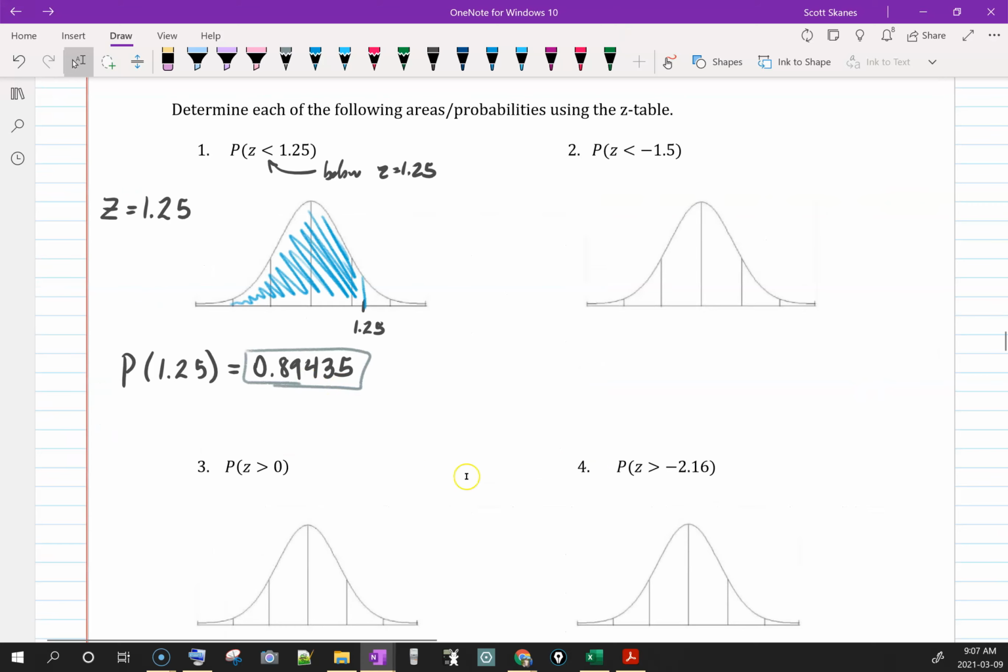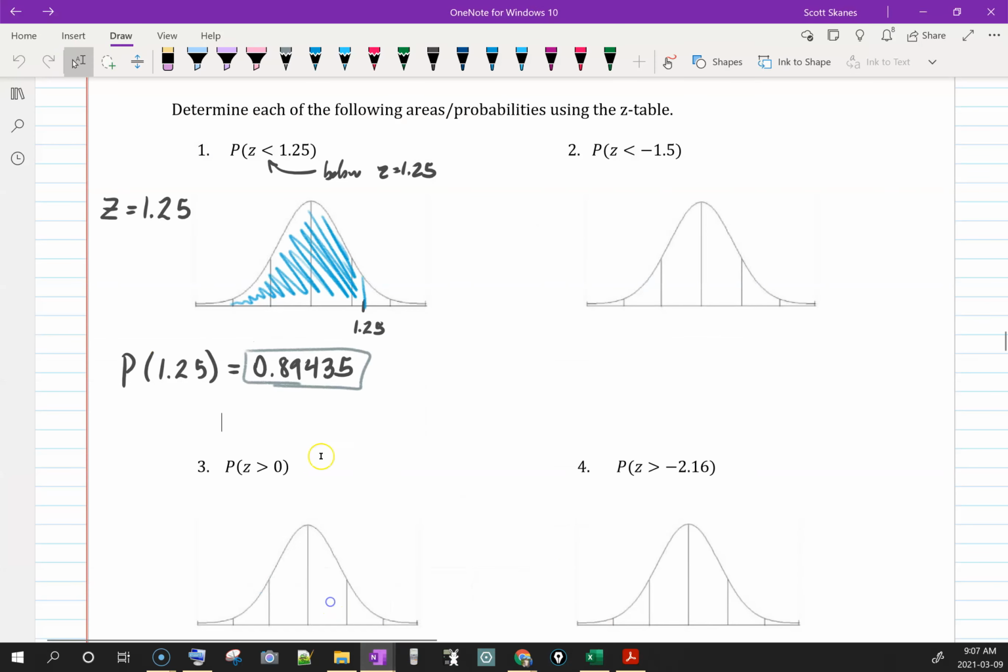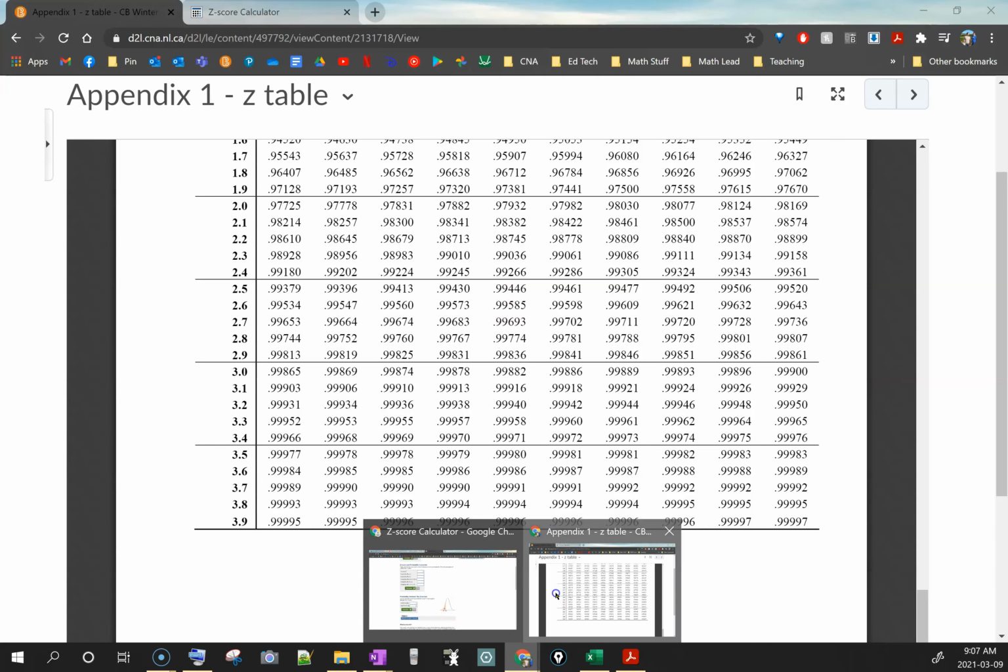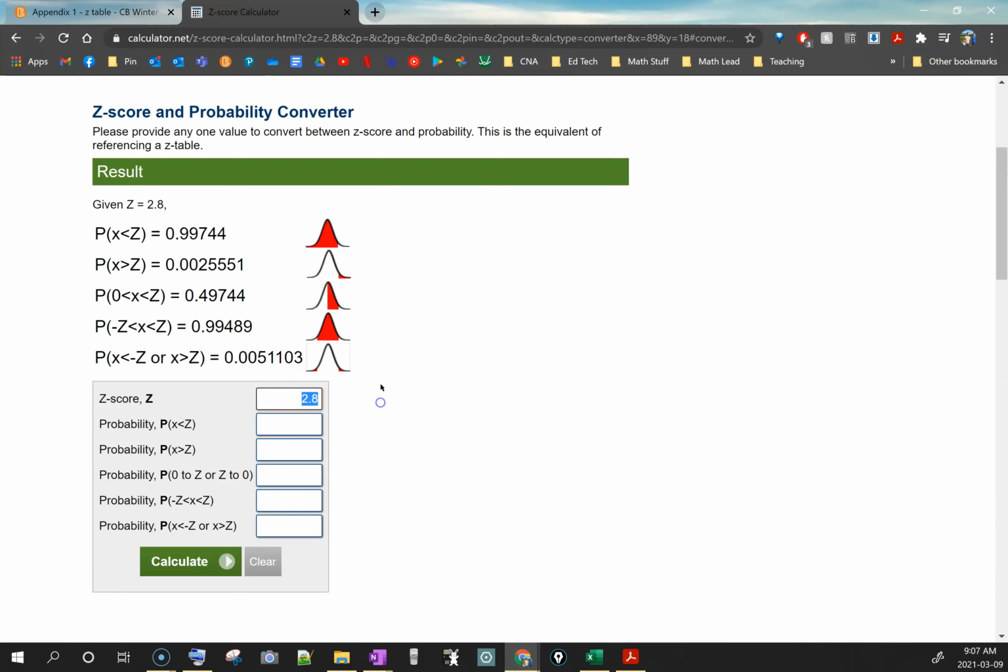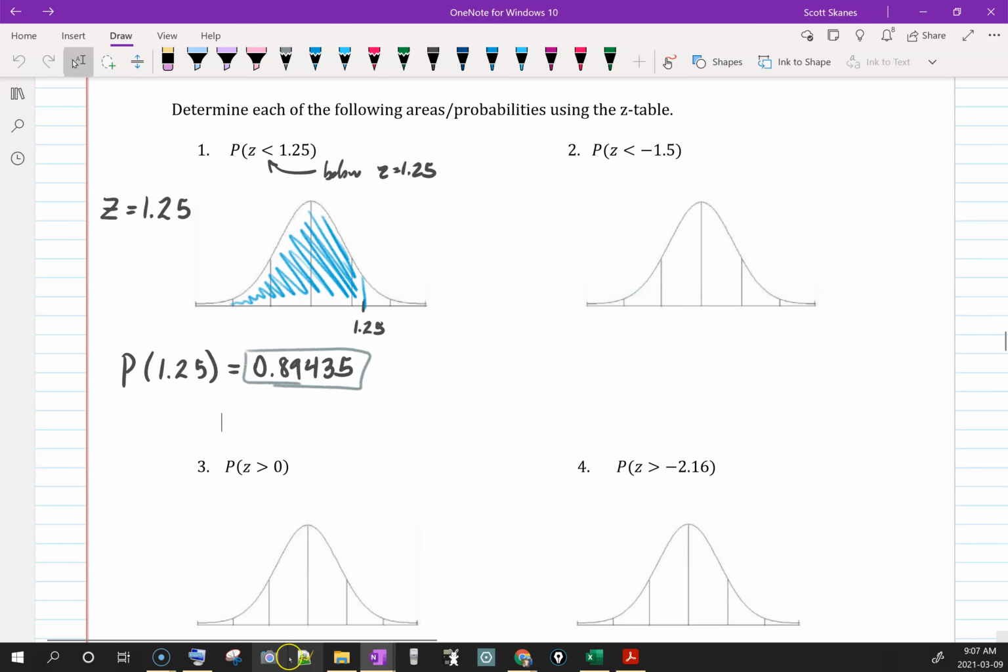0.89435. If you wanted to use your Excel calculator, just put 1.25 in. Z-score is less than that, 0.894. That's the same, and again, you can do it online. For 1.25, you want the area to the left of it, so you look at the region to the left of the value, 0.89435.